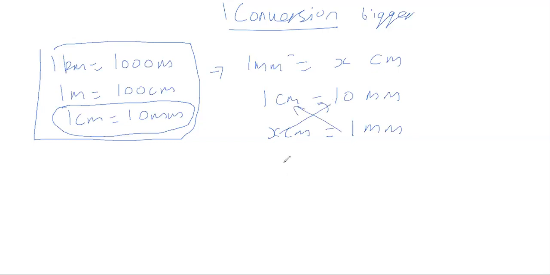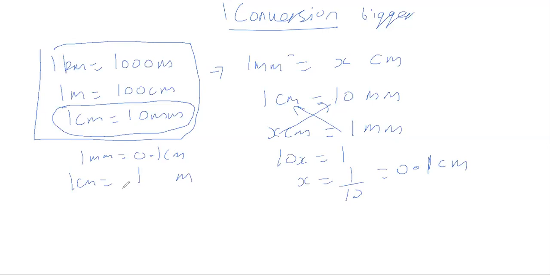So 10x is equal to 1, x is equal to 1 by 10, which is 0.1 centimeter. So 1 millimeter is what? 0.1 centimeter. So whatever is the rate, basically we are dividing it. Similarly, if you want to convert 1 centimeter into how many meters, you will do 1 divided by, now how many are there? 100. So they are divided by 100. This becomes 0.01 meters. So in 1 centimeter, there are how many meters? 0.01 meters.